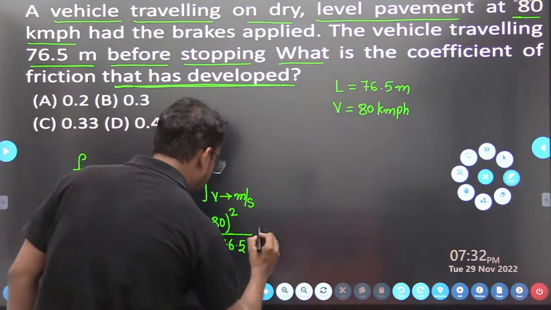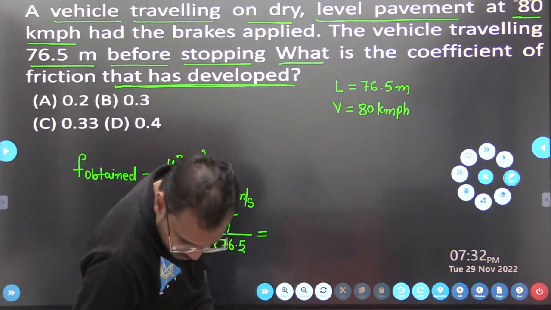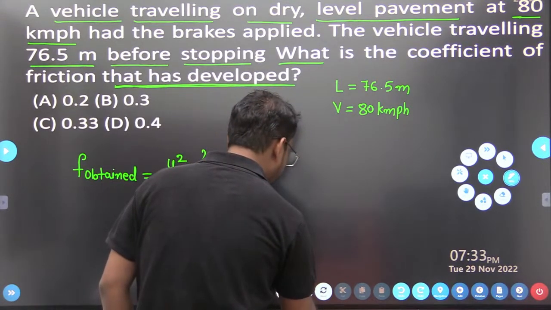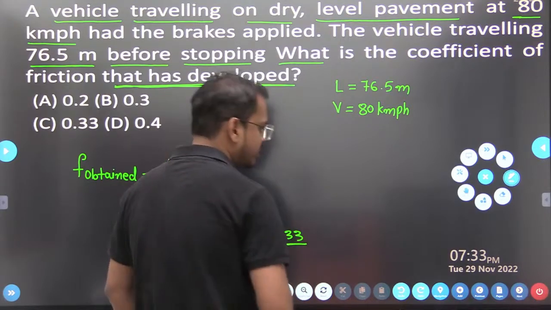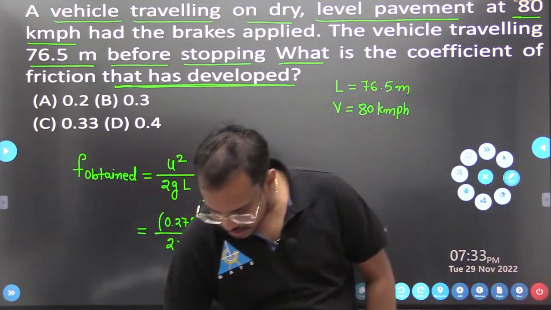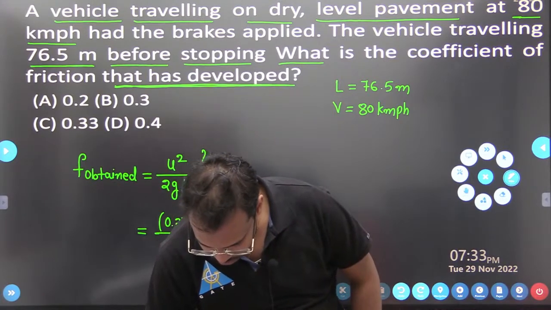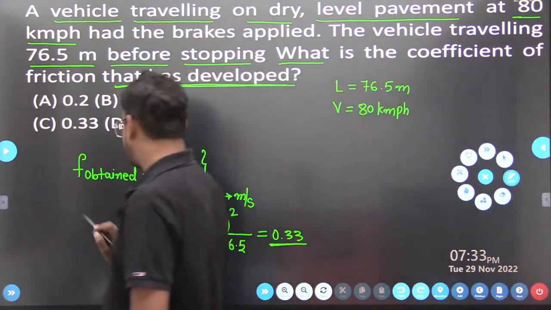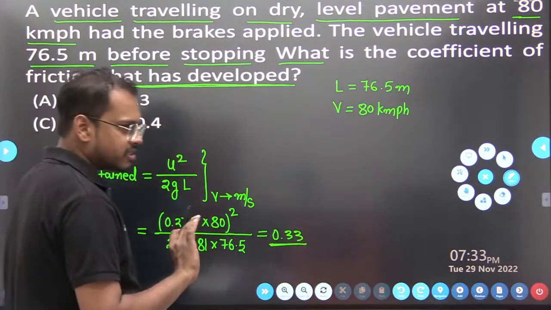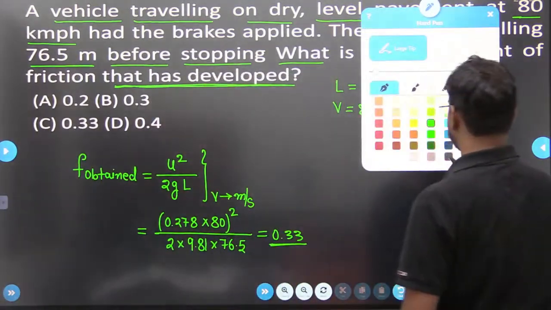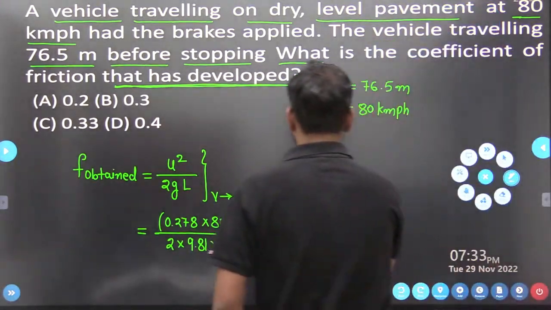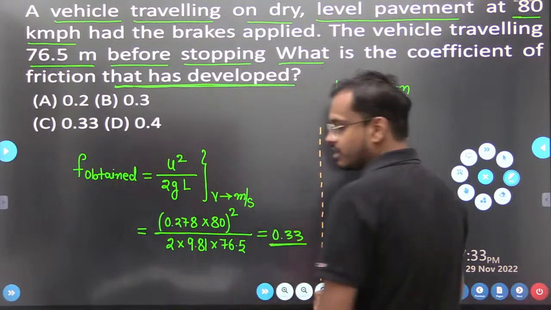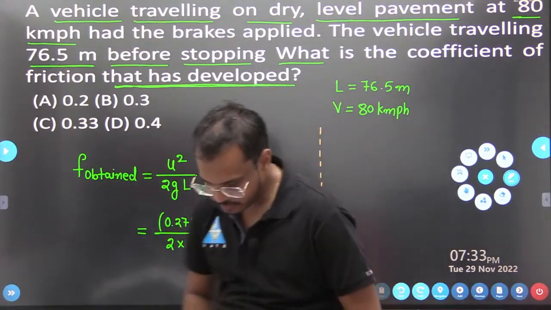If you put the value here, then you can calculate the value of F obtained, and the value of F obtained is 0.33. It's not in meters, it's a coefficient, the friction coefficient, it is only 0.33. It is unitless. It is not in meters, it is a coefficient of friction, na? It is 0.33 only. This is a unitless parameter because it is a coefficient. So no meter, no centimeter, no mm. It is only 0.33 because it is a coefficient.